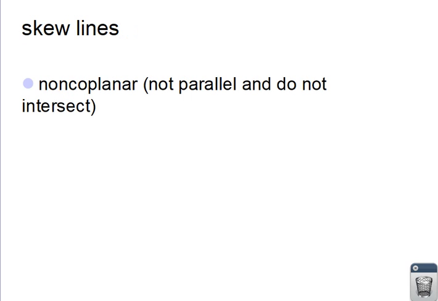All right, skew lines. These are non-coplanar. See why parallel lines have to be coplanar? That means they are not parallel and they do not intersect. They have no chance of ever being related to each other at all. Parallel lines are related to each other because they both go the same direction, like train tracks.